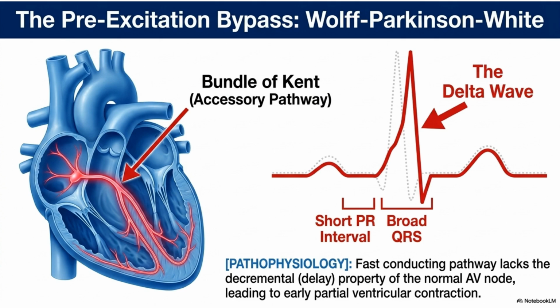Wolff-Parkinson-White, WPW, is caused by a short circuit called the bundle of Kent. This accessory pathway lacks the delay property of the AV node, leading to early partial ventricular contraction. On the ECG, this manifests as the delta wave, a slurred upstroke of the QRS, combined with a short PR interval and a broad QRS.